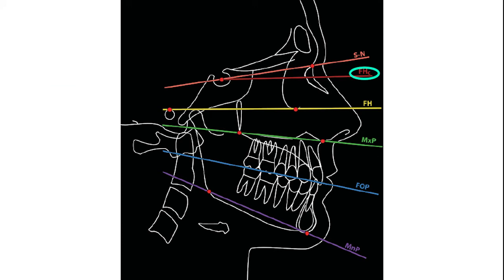The next is the constructed Frankfurt horizontal plane. The abbreviation is FHC, with a small c. It is a horizontal line drawn through sella at 7 degrees less than the sella nasion line. It was described by the orthodontist Charles Burstone.